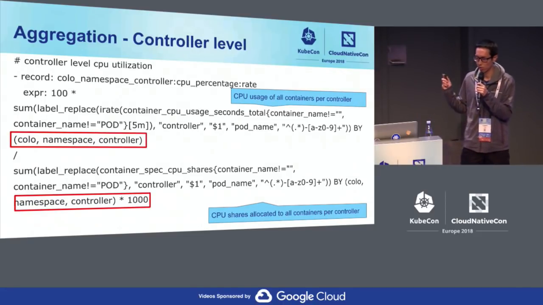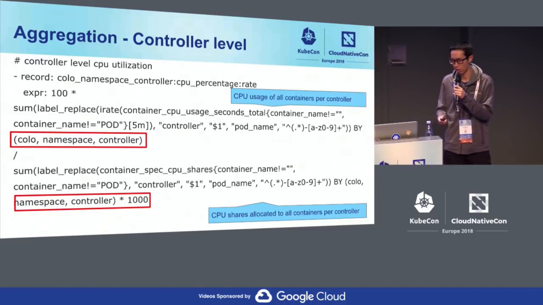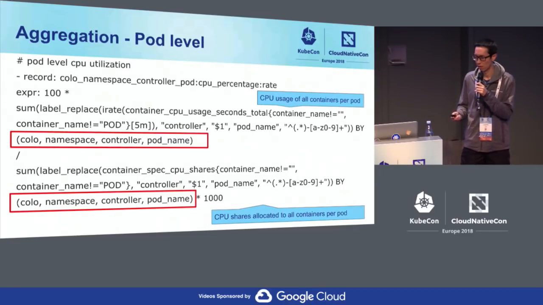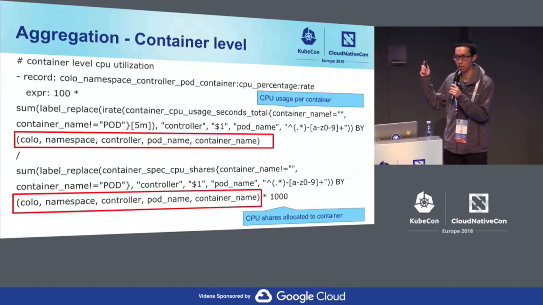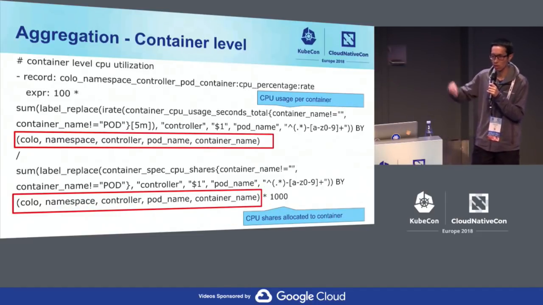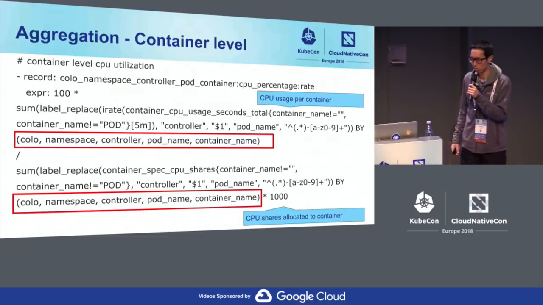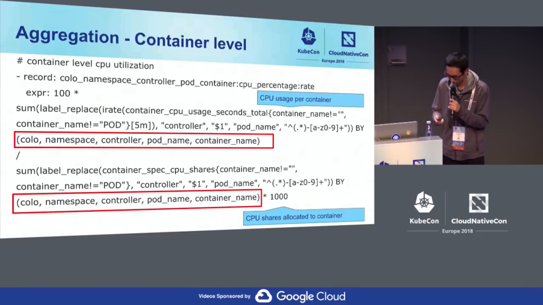This is one more example. This is for controller level. We have three labels here: Colo, namespace, and controller. This gives us the pod level, and this gives us the container level. So with all these aggregation rules, no matter what level you want to see CPU utilization for, whether deployment, pod, container, namespace, or cluster, you can use these aggregation rules.